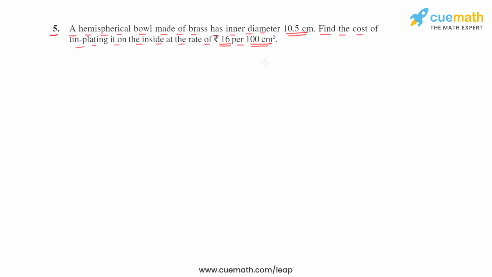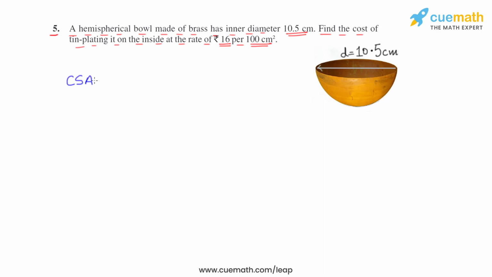10.5 centimeters. So as you know, it is a bowl. It means there will be only the curved part which needs to be tin plated from inside. So you can see here there is a bowl with diameter 10.5 centimeters, and then it is asking to find the cost of tin plating it from inside. It means firstly we have to find the curved surface area of the inside.